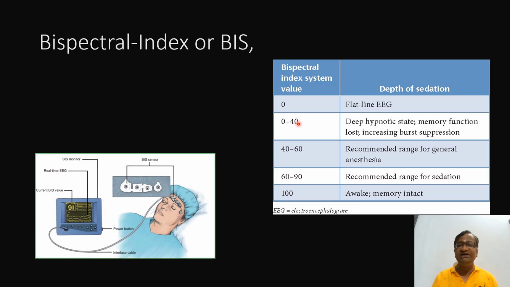A value of 0 to 40 means deep hypnosis. We need to keep BIS around 40 to 60. BIS has no unit. This is a dimensionless number which is created by the monitor analyzing your EEG. Understand? So that is the BIS value.